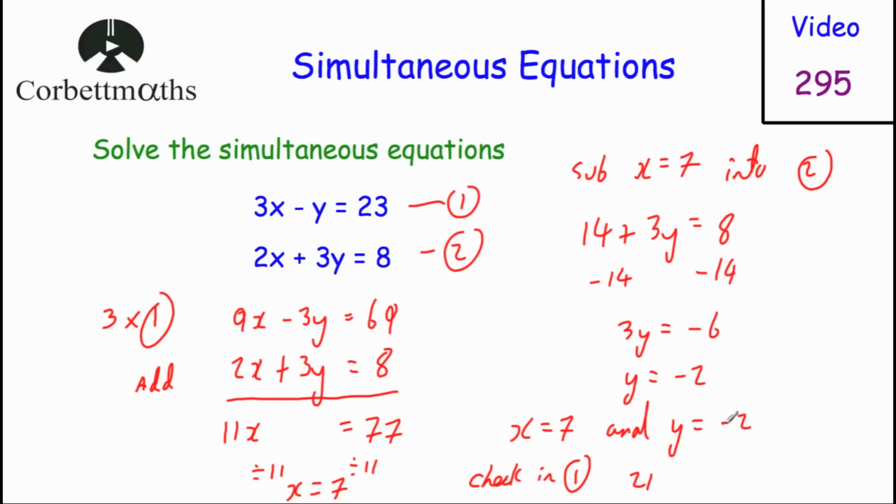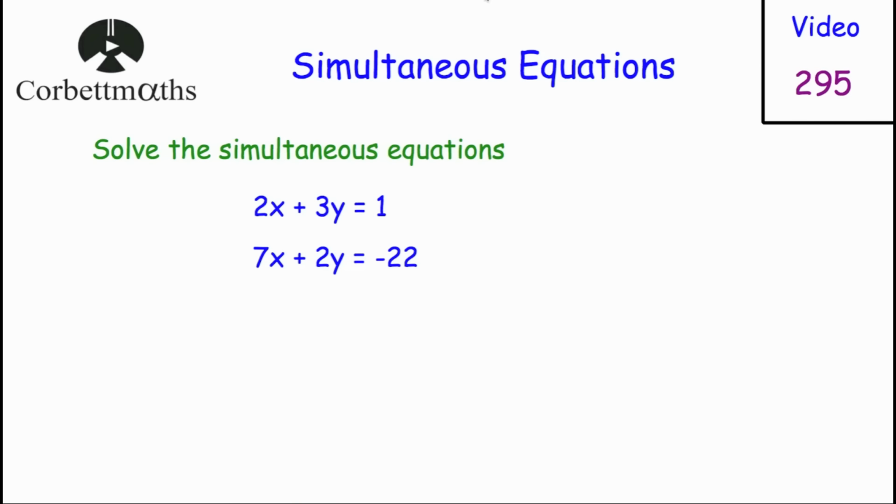Minus y. Y is minus 2, so we're going to do minus minus 2. And that's meant to be equal to 23. So let's check it. 21 minus minus 2, that's 21 plus 2, and that's 23, so that's right. So we know we've got this question right, and that's it. Okay, let's have a look at our next question.